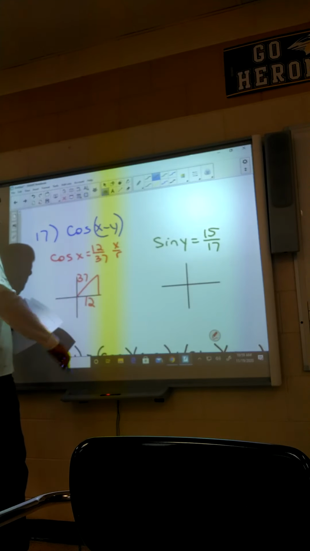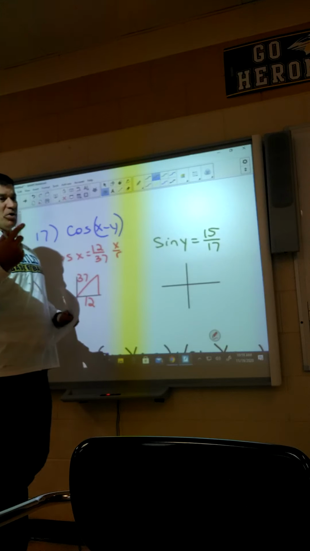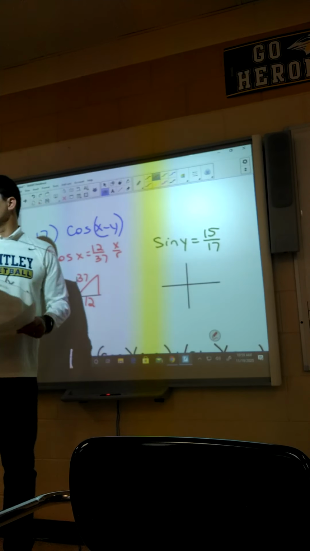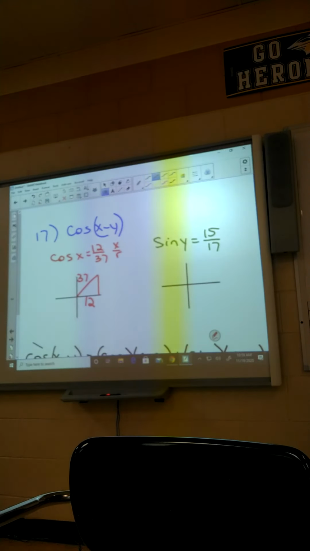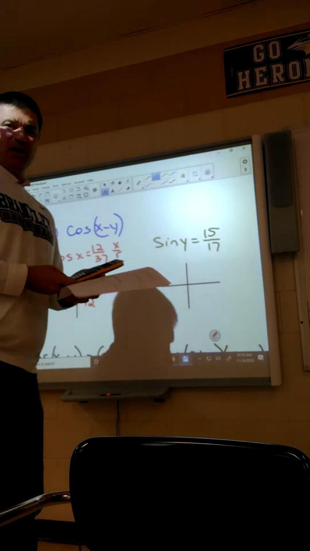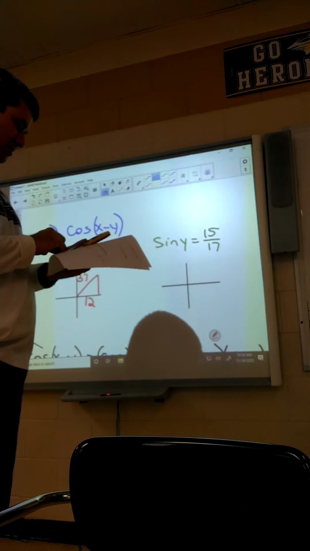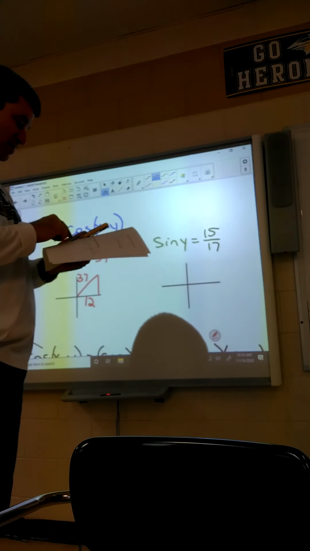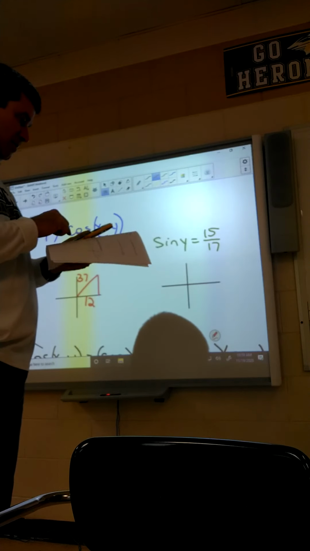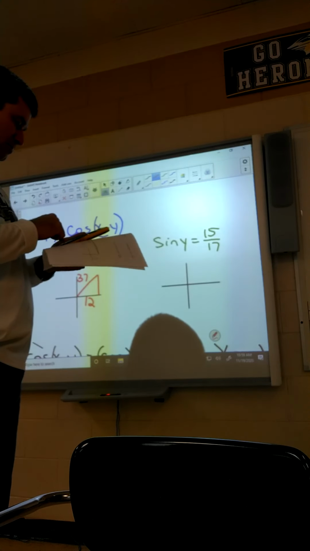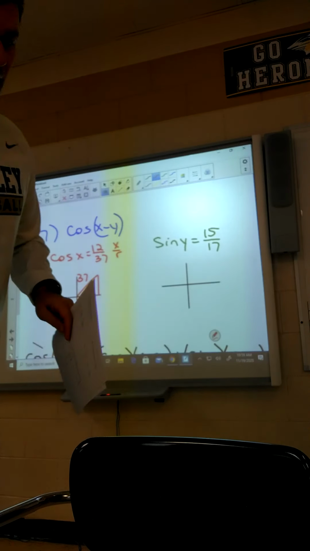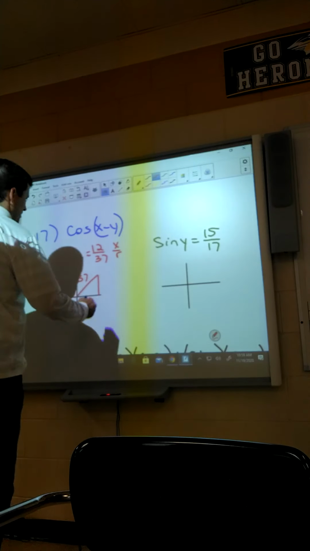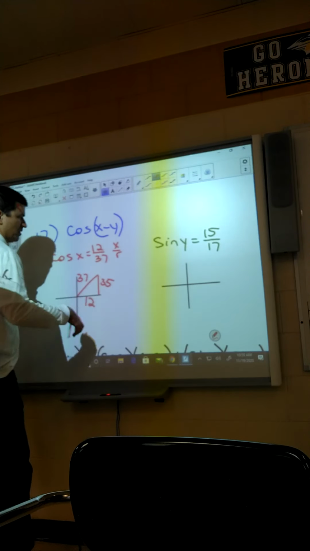We got to find the other side, so we do a squared plus b squared equals c squared. I'm going to do that real quick. I think we did this one yesterday. I think y'all said it was 35. Let's see. 37 squared minus 144 equals 35. All right, so this side's 35. All right, that one's done.